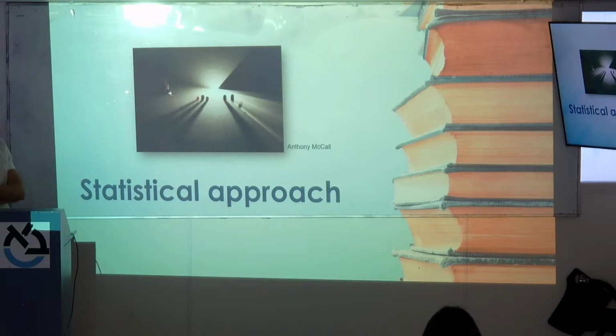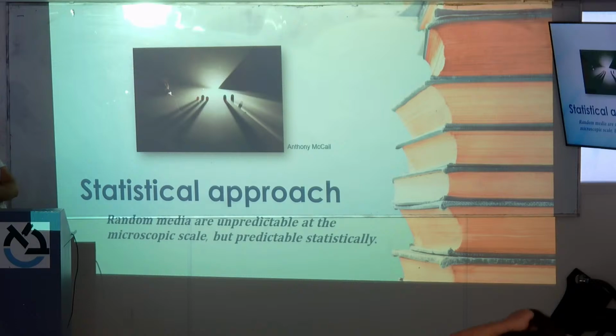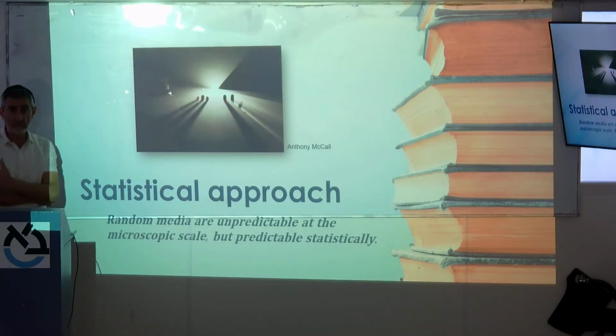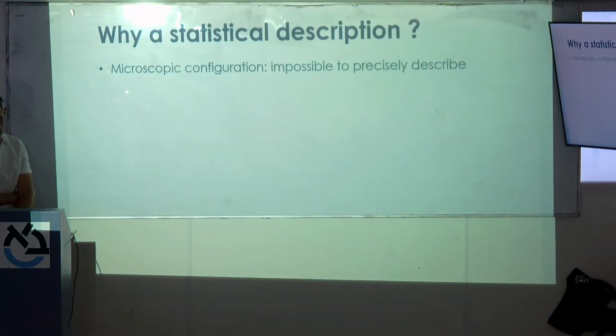Why is a statistical description necessary here? I would like to show you, just by illustrating, that random media are completely unpredictable at the microscopic scale. The only way to say something about them, and about scattering in those media, will be essentially only statistical. Because it's impossible to know the microscopic configuration, the microscopic details of the medium, we need something else to describe them. So why a statistical description?